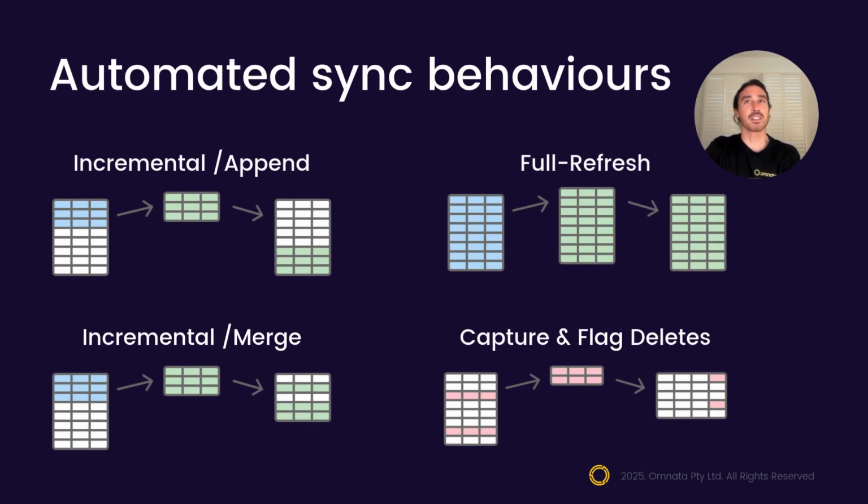Omnata automates the sync strategy for each endpoint depending on what that endpoint and the object in that endpoint supports. We automatically fetch incrementally wherever possible and fall back on full refresh where it's not supported. You can set the storage behavior to either append changes or merge with existing records. The Omnata landing table will also give you a retrieve date, a record ID, and will flag deletes.